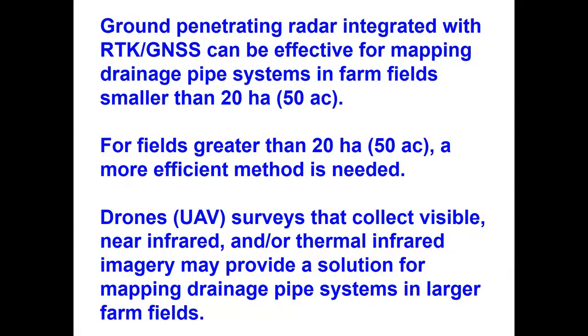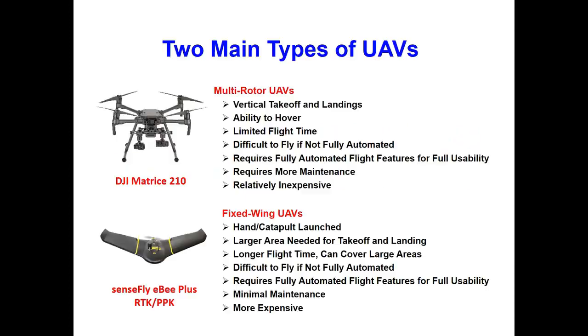And here, this is where drone UAV surveys that collect visible, near-infrared, and thermal infrared imagery may have a lot of potential for mapping drainage pipe systems in fields larger than 50 acres. And it'll work just as well in fields that are much smaller than 50 acres too. So it's pretty flexible. A little bit of general information about UAVs before we go on to some results that we got using the drones to map pipes.